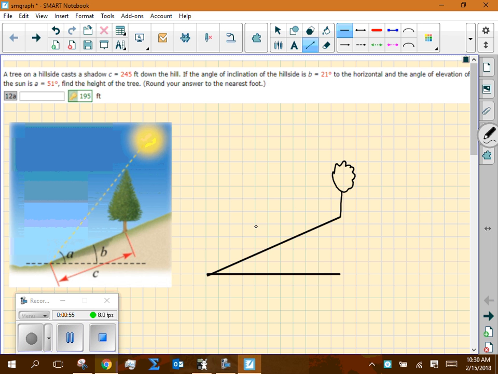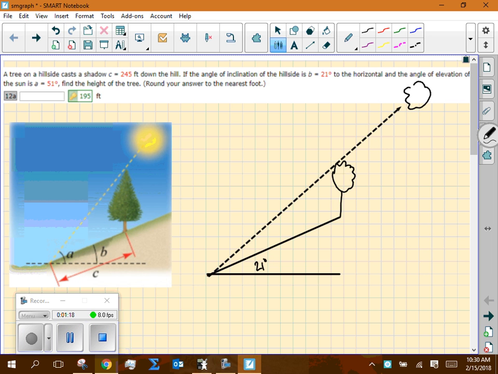The angle of inclination, which they're saying is lowercase b, is 21 degrees. They then say that the angle of elevation to the sun, and remember, the angle of elevation is the line of sight to the object that you're viewing. So the sun is what we're viewing. It's a terrible sun. That angle is right there, and we're saying that it is 51 degrees.